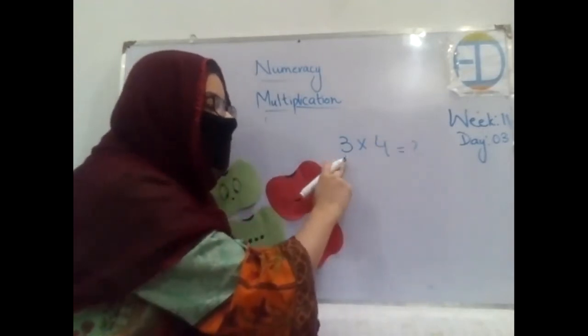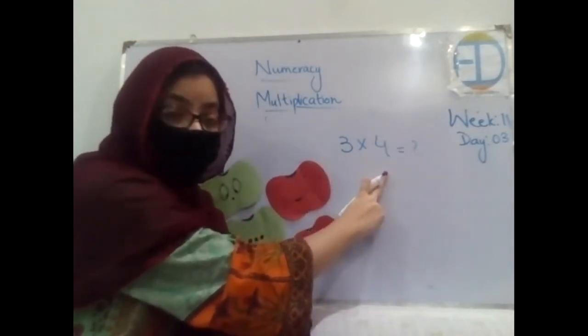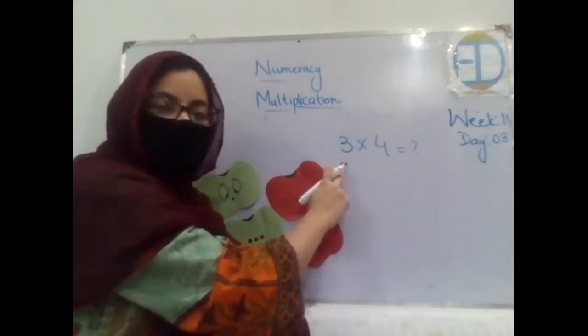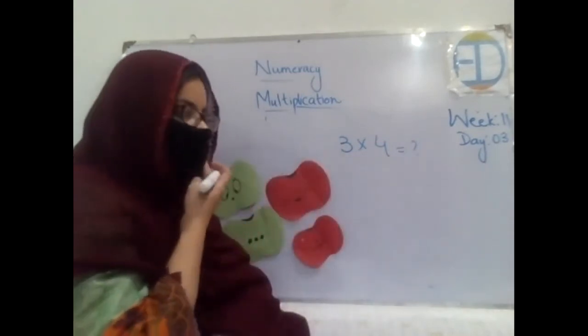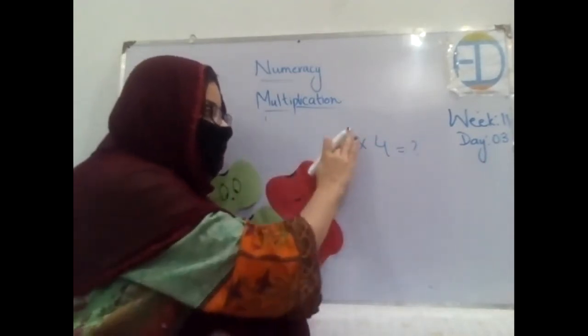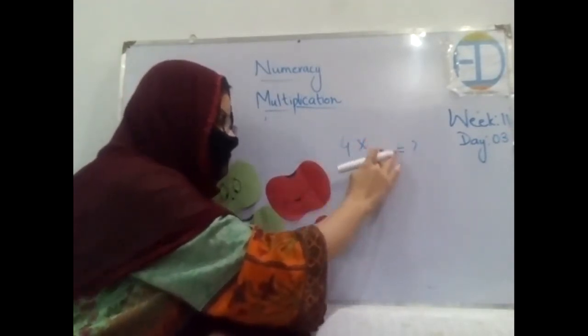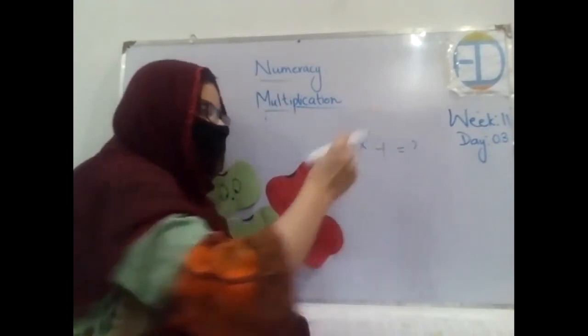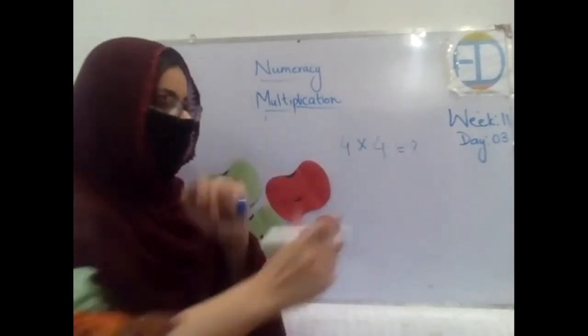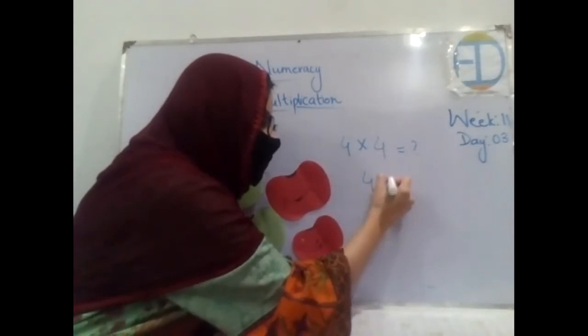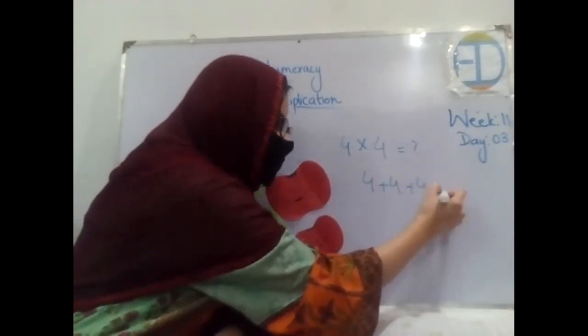This means 3 sets of 4, right? Or 4 sets of 3. Either way, it's the same. Now, let's write it as 4 multiplied by 4. 4 sets of 4, right? This means 4 plus 4 plus 4 plus 4.